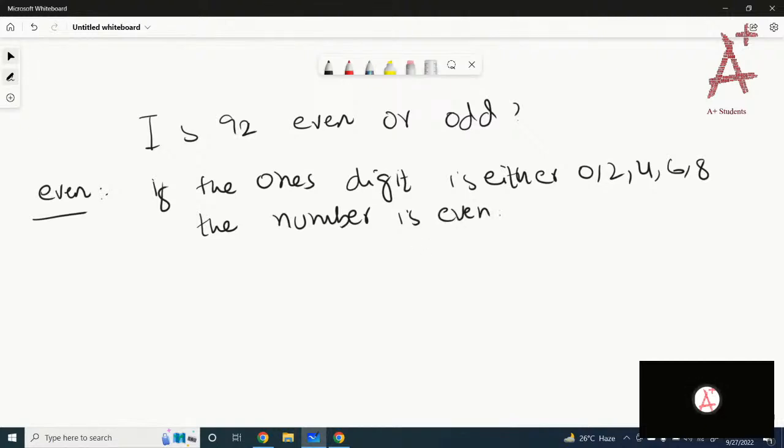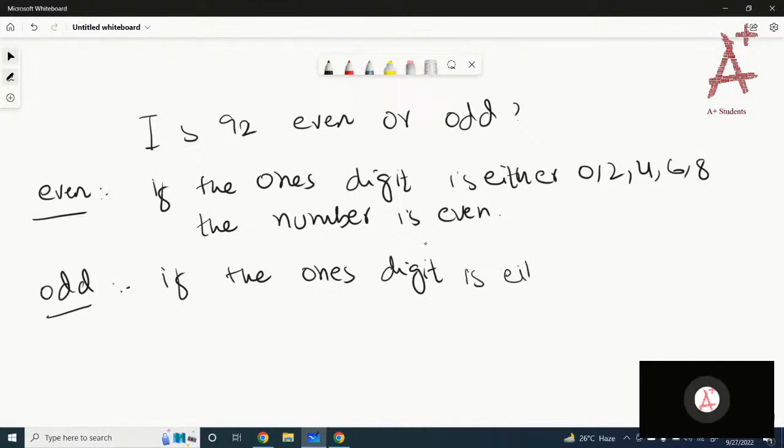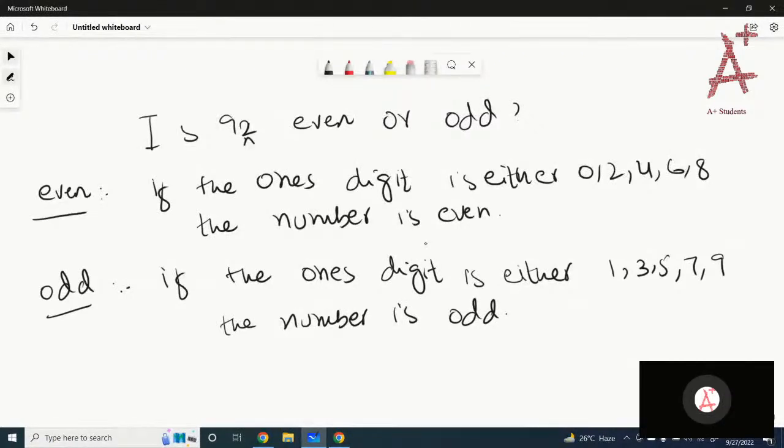And for the odd, if the ones digit is either 1, 3, 5, 7, 9, the number is odd. Got it? Just check the ones digit. So the ones digit of 92 is even. That means 92 is an even number. Got it? 92 is an even number. Select the correct option and click on the OK button.